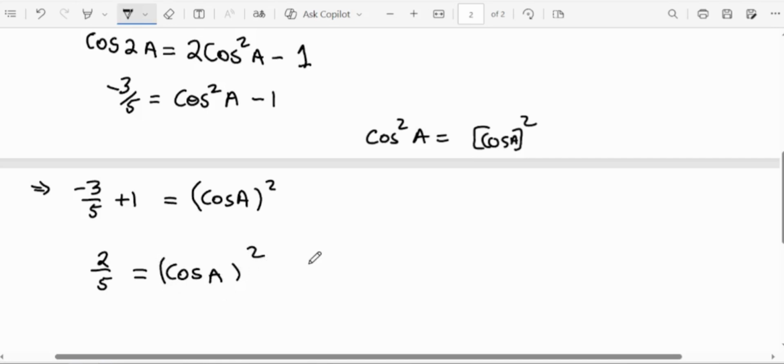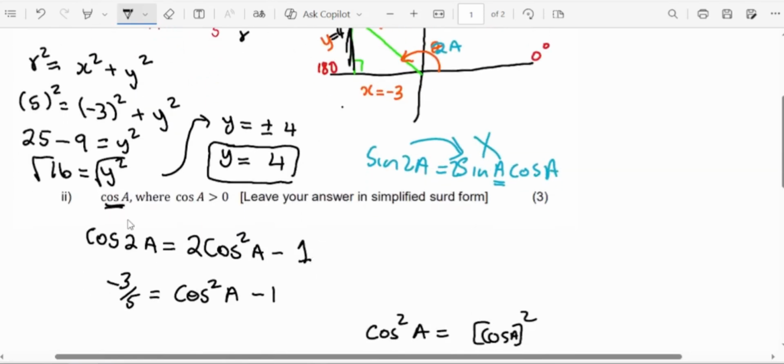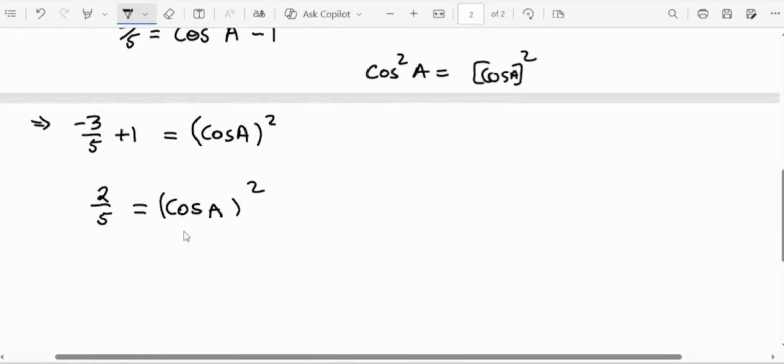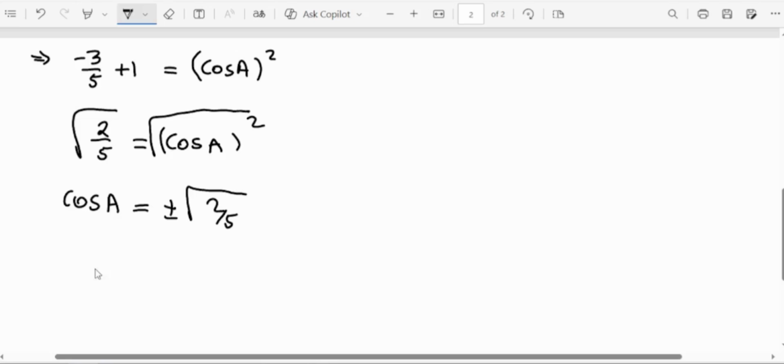Remember, the aim is to do what? If we go back, the aim is to find the cos A. And someone is asking, we were given the cos A to be greater than 0, but we haven't touched that part. We are coming to where they say, you'll understand why they're telling you that cos must be positive. Remember, if you square root both sides, the cos of A is equal to plus or minus the square root of 2 over 5. We always say plus or minus.